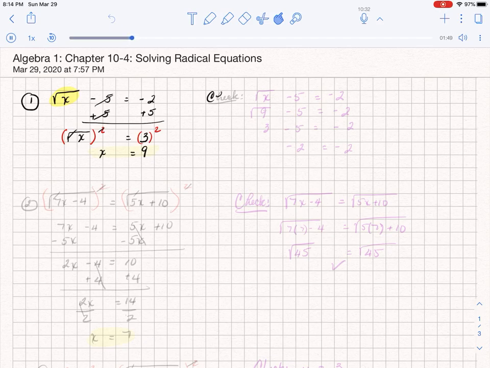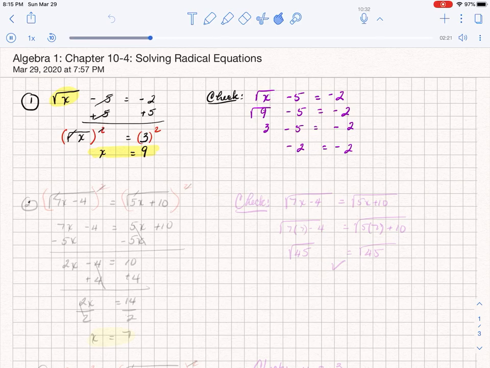Let's see if we get that as a correct answer. Let me go ahead and check it. I'm going to go back to the given equation and substitute 9. Square root of 9 minus 5 equals negative 2. That's going to give me 3 minus 5 equals negative 2, which is equal to negative 2. Therefore, if that is true, x equals 9 is the correct answer.